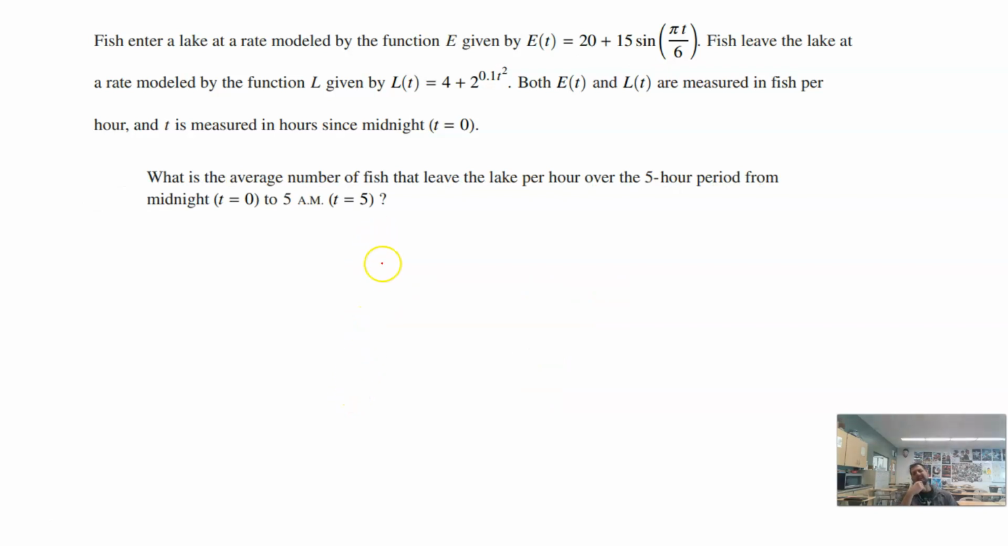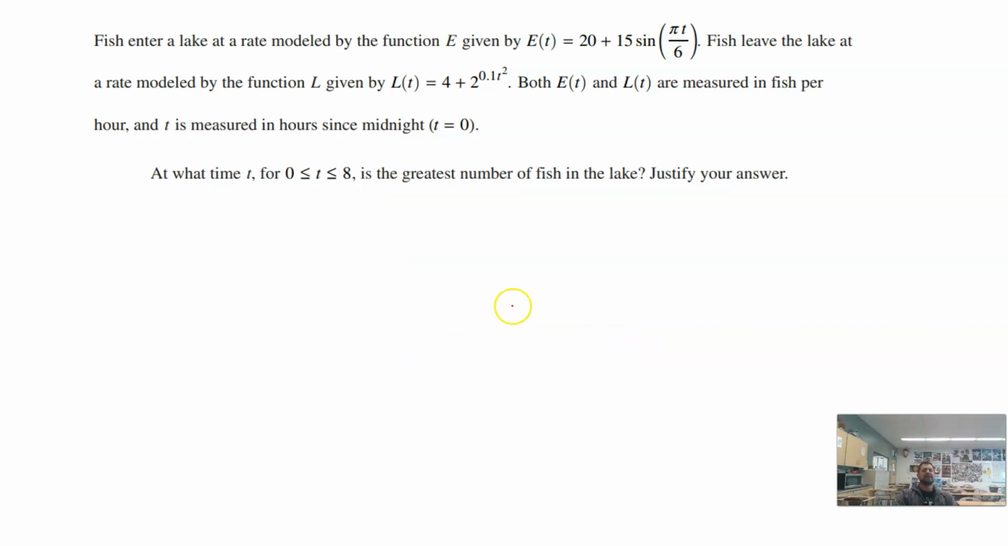On letter B, it wants to know what is the average amount of fish that leave the lake over the 5-hour period. Well, in order to find that, we do the integral from 0 to 5 of L of t. That will tell us how many fish have left the lake. Then we're going to have to divide that by 5 minus 0. When we do that in this problem, the number we get is 6.059. So that's the average number of fish that leave the lake per hour. There are no units or anything. That one you do want to leave as a decimal, so we don't want a whole number answer on letter B.